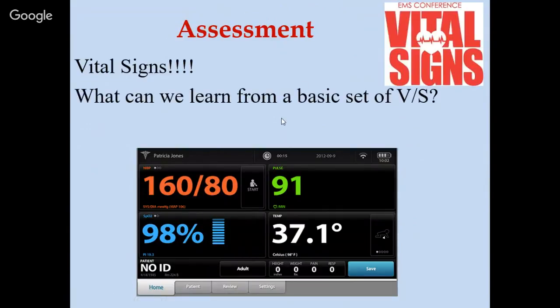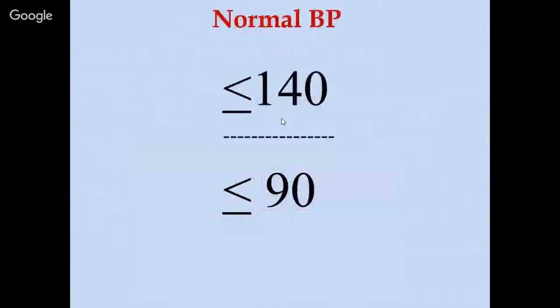What can we learn from a basic set of vital signs? What is a normal blood pressure? So normal blood pressure is actually now 120 over 80. 140 over 90 is hypertension. So the new guidelines are normal blood pressure is less than 120 over 80. So you can have between 120 and 140, you can have pre-hypertension. It's not borderline. There's no borderline. It's pre-hypertension. And then you have different stages of hypertension. There's the MAP.